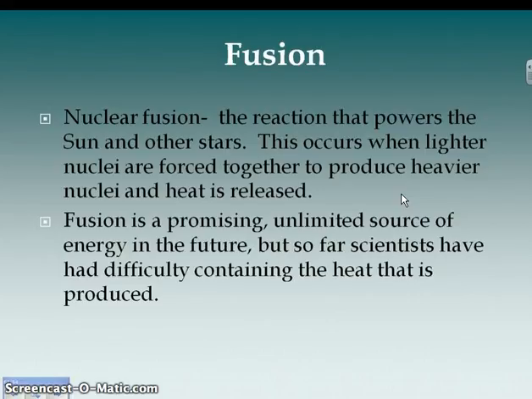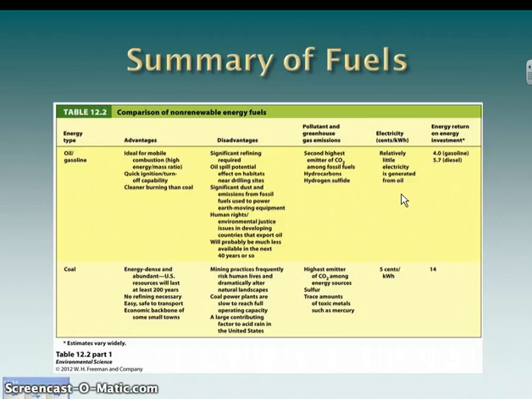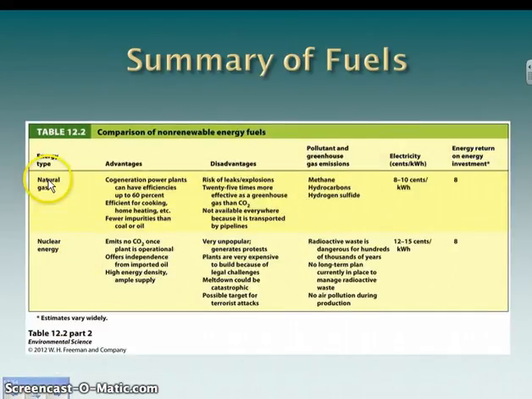Now on the next two slides, this slide here and also on the next one, this goes through an awesome comparison of non-renewable energy fuels. So the chart here has our advantages, disadvantages, pollutant and greenhouse gas emissions, electricity costs in cents per kilowatt hour, and also the energy return on energy investment for oil and gasoline, coal, natural gas, and nuclear energy. You can find this big table on page 337 in your book. Pretty much summarizes what we've discussed in this part, actually in this chapter.